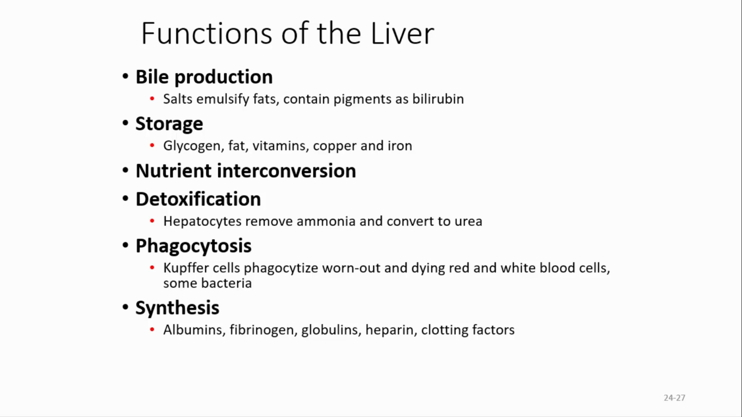Anyway, so other functions of the liver: nutrient interconversion. Basically, it's going to take nutrients and convert them into usable nutrients and also detoxify them. So the hepatocytes remove ammonia, which is a byproduct of breaking down proteins, and it converts that ammonia, which is very toxic, into urea. Now, urea in high levels is also toxic, but it's less toxic than the ammonia. And then we tend to urinate that out. Okay, so the urea.